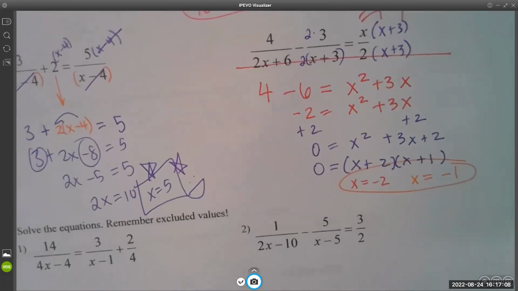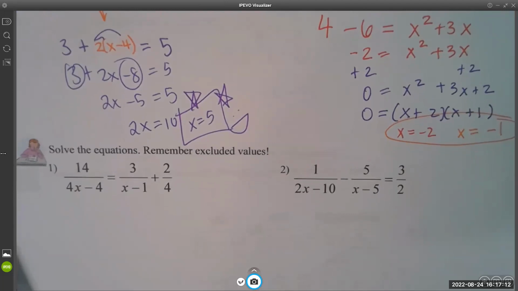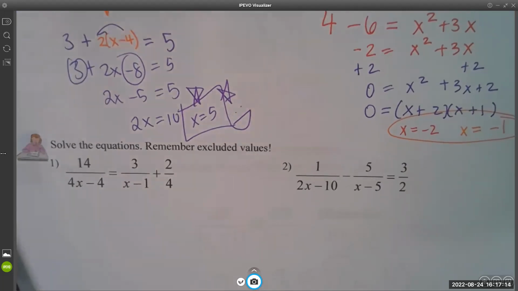There, please copy these and do them. Copy them down and please pause the video and I'll work along with you, but I recommend that you pause the video.